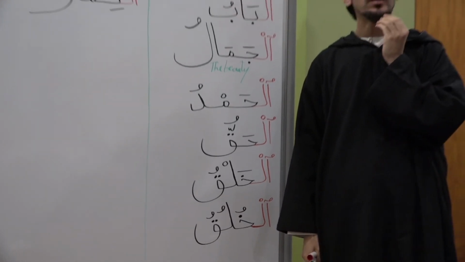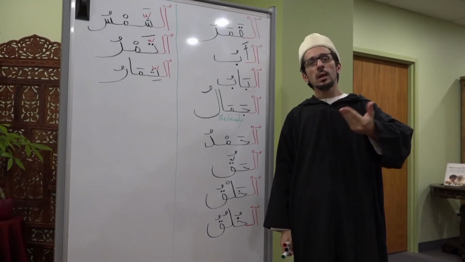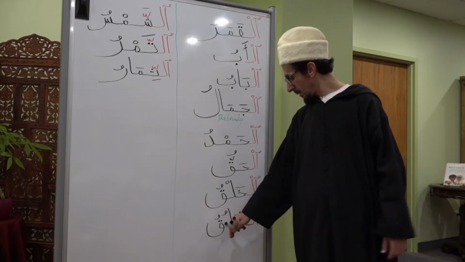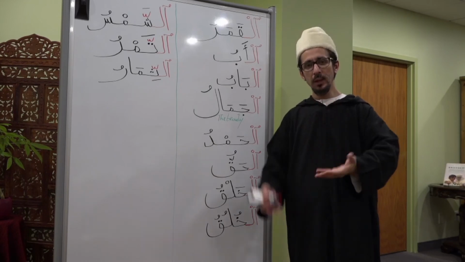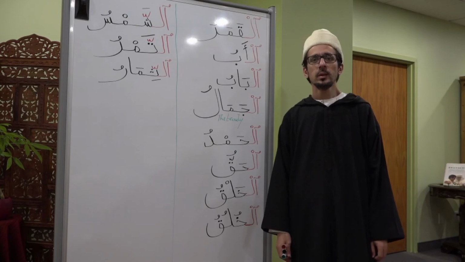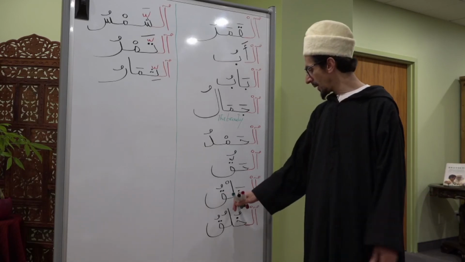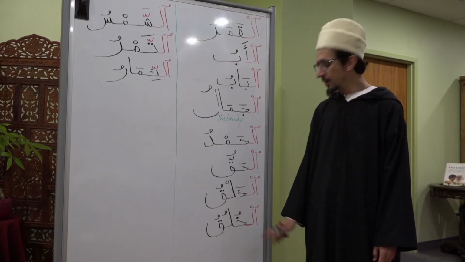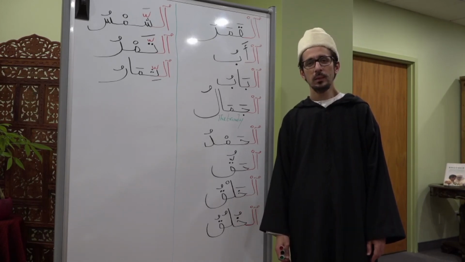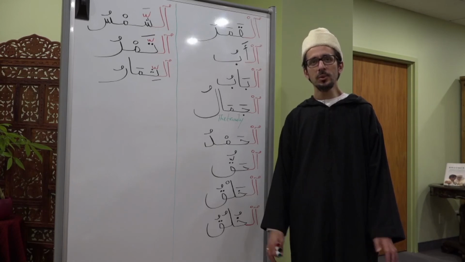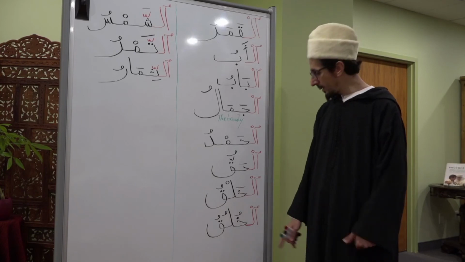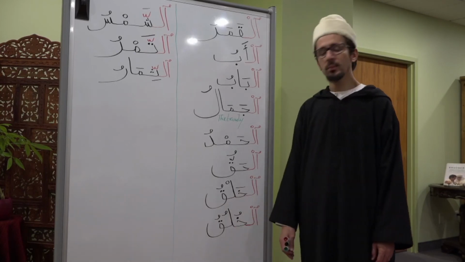It's the inner image of the self, al-khuluqu. The inner image of the self, the inner reality of the self. So the outer reality is al-khalqu. The inner reality is al-khuluqu. The outer reality is the creation, what appears to people. The inner reality is al-khuluqu.